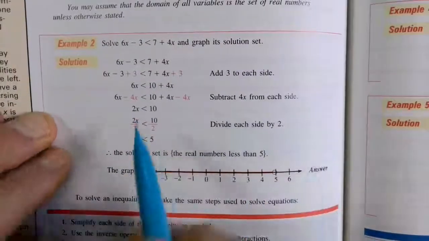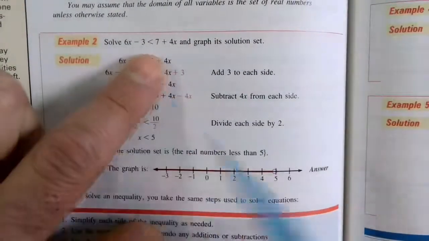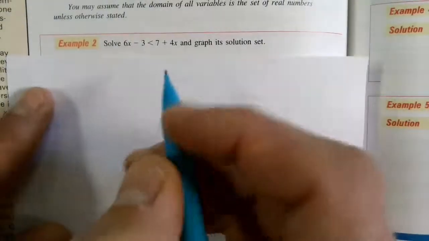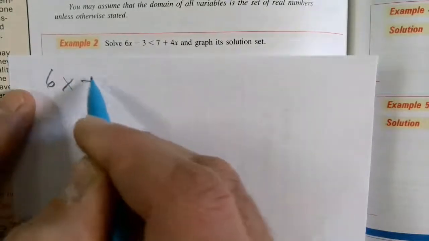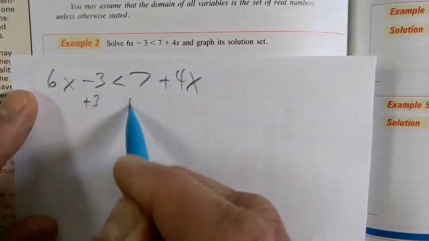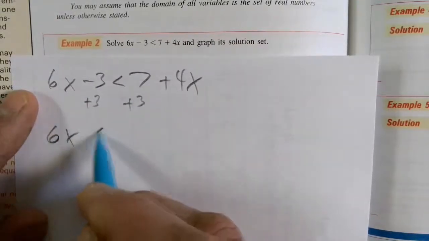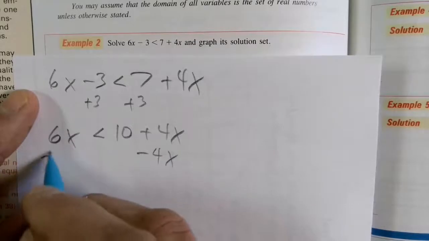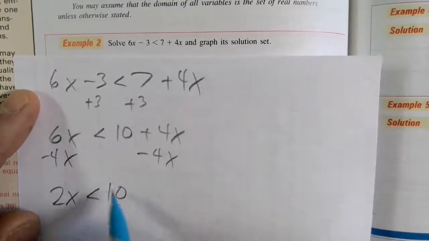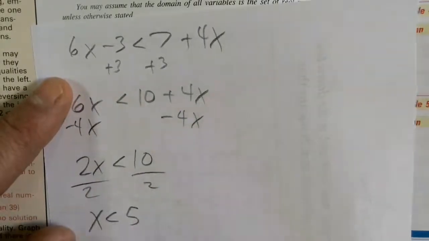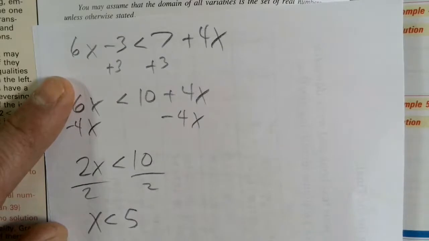Okay, example 2. Solve 6x minus 3 is less than 7 plus 4x, and then graph its solution set. Okay, we can do that. So I've got 6x minus 3 is less than 7 plus 4x. What we're going to do is add 3 to both sides. So now I have 6x is less than 10 plus 4x. Now I'm going to subtract 4x from both sides. 2x is less than 10. Then I'm going to divide by 2. And so I have x is less than 5. I don't have to flip the sign because I didn't multiply or divide by a negative number.